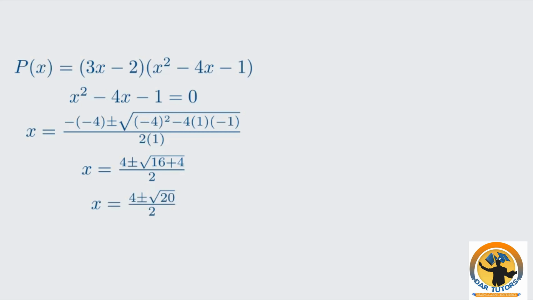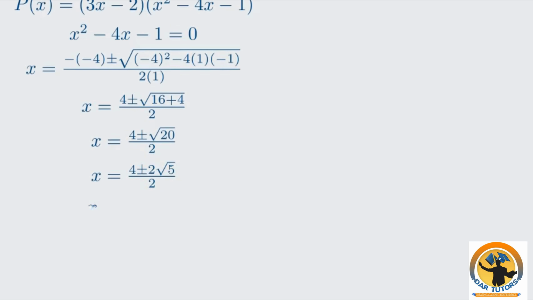We can simplify the square root of 20 to 2 times the square root of 5. So x equals 4 plus or minus 2 times the square root of 5 all over 2. Dividing by 2, we get x equals 2 plus or minus the square root of 5. Therefore, the exact zeros of the polynomial are 2/3, 2 plus the square root of 5, and 2 minus the square root of 5. We have successfully found all three exact zeros of the cubic polynomial.